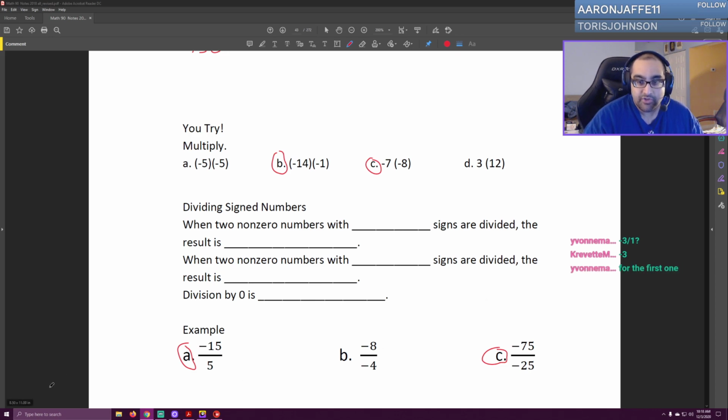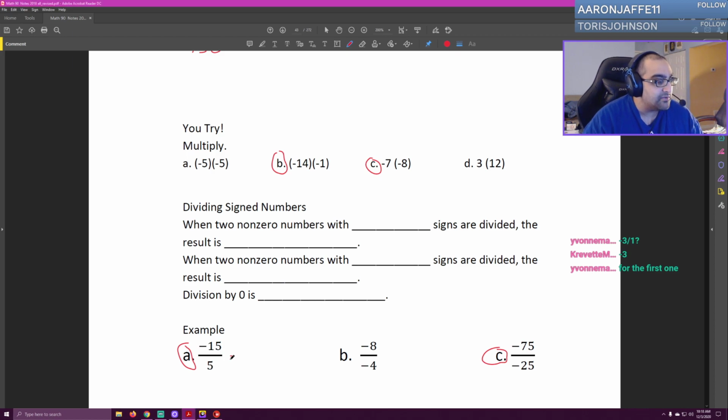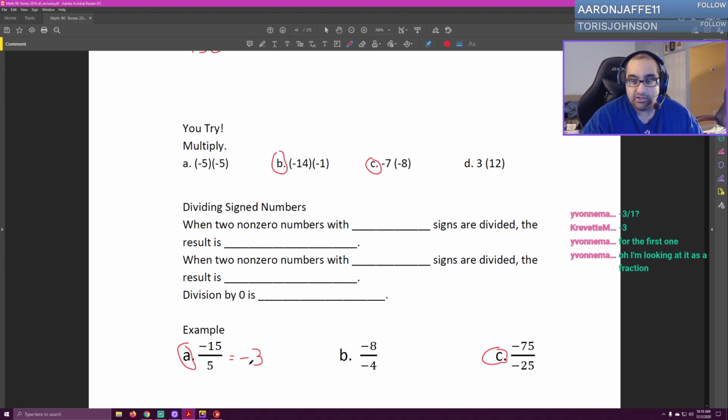Do the straight up division there. So this one here, -15 divided by 5, that's going to be negative for the first one. So again, negative divided by a positive will be a negative answer. And just do 15 divided by 5, which is just going to be 3. Oh, no, you're looking at it as a fraction, and that's perfectly fine. But here, we're just doing the straight up division, just as normal.